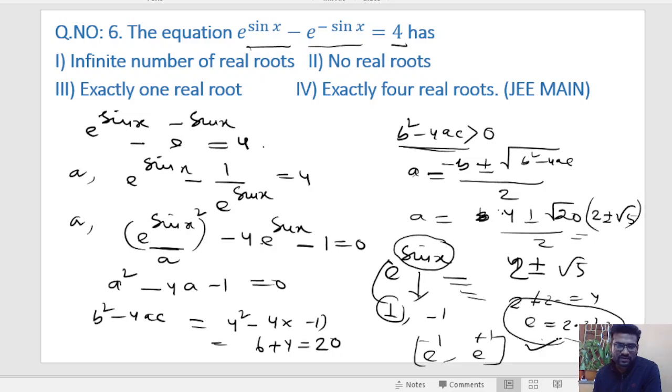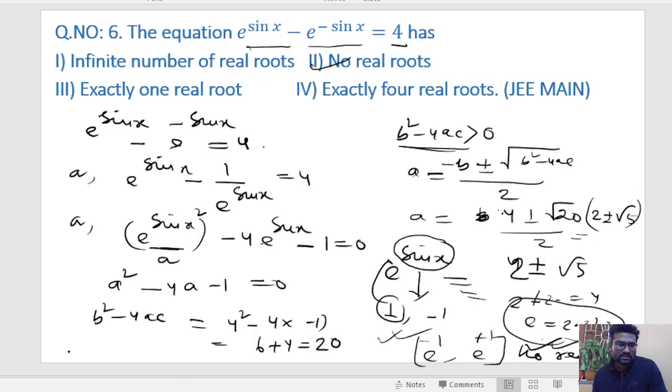So the given function has no roots. This function has no real roots. Okay, so the option is 2. Okay, everyone understood? This portion is very important in the problem.